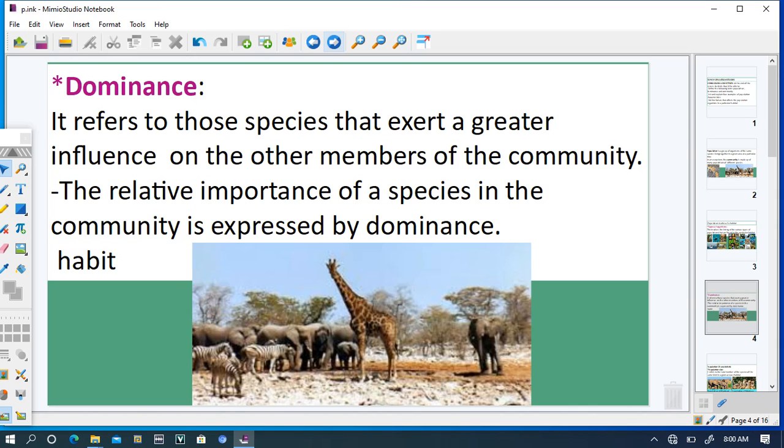And dominance could be expressed in terms of their number, occupation of the largest portion of space, possession of the highest biomass, that is, those organisms that make up the largest mass of organic compound within that particular habitat, and the largest contribution to energy flow in a habitat, and that will be predominantly made up of producers, green plants that can photosynthesize. They are always more in a particular habitat.